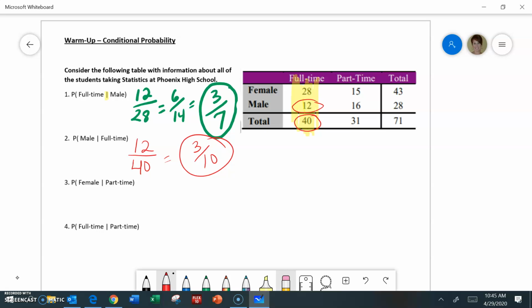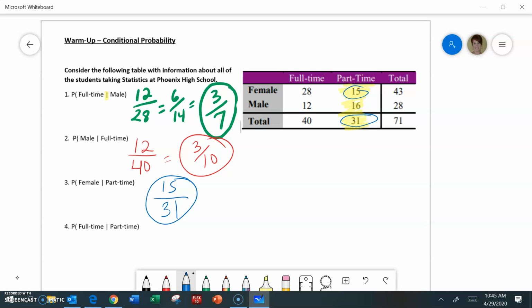Okay? All right, number 3, find the probability that you pick a student that is female given that they are part-time. So we're only going to focus on this part of the chart. And part-time would be 31 total. And the females of those 31 is 15. Now, 15 over 31 does not reduce, so that's your final answer.